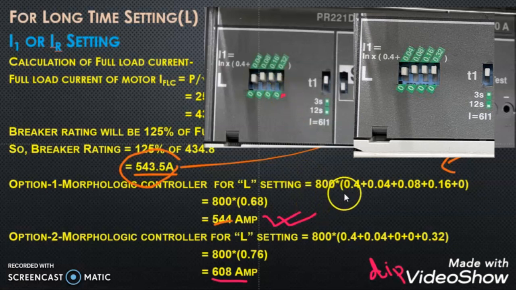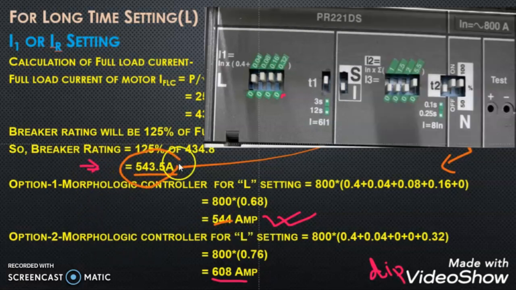So what would be our breaker rating? It will be 800 × 0.68, which is equal to 544 ampere. In our previous step, we calculated the breaker rating after the calculation of full load current as 543.5 ampere, and after adjusting these dip switches in the L setting, we make this breaker setting as 544 ampere.